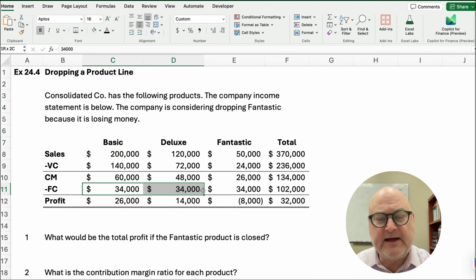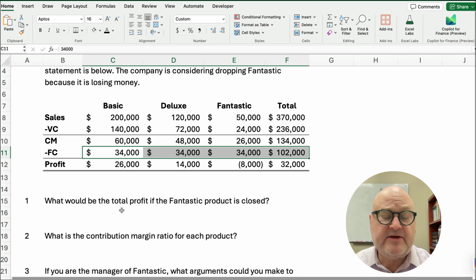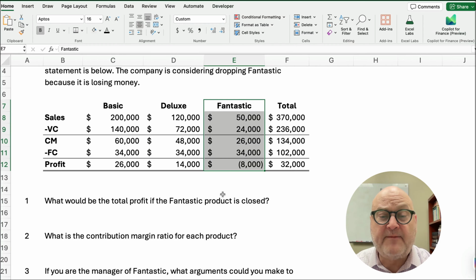So let me make a statement here. The allocation of fixed cost is arbitrary. Not fixed cost is arbitrary, but the allocation of it. You can decide to allocate evenly or based on square footage in a factory, or based on sales, or you don't even have to allocate it. So we'll answer that question as we go along. The first question would be, what would be the total profit if we dropped the fantastic product? Drop that product, whole line, that whole division, or whatever.